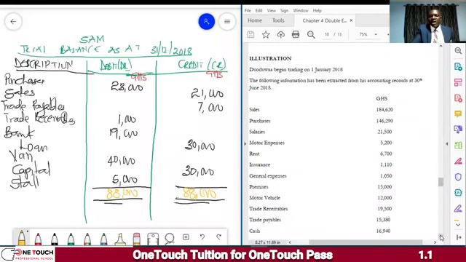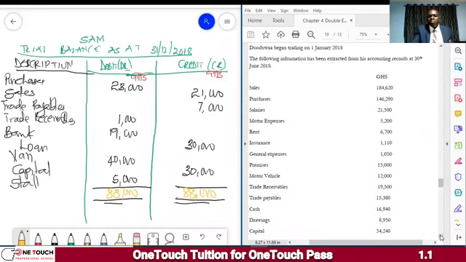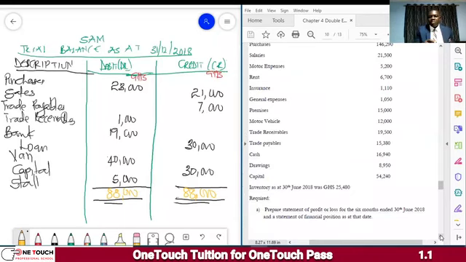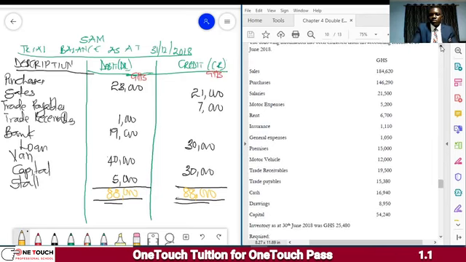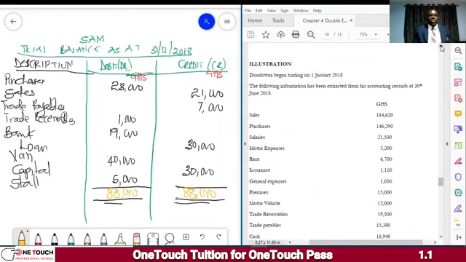So let's look at how to prepare a simple trading profit and loss account. Prepare the statement of profit or loss for 6 months ended 30th June 2018 and the statement of financial position as at that date. Now we know the statement of profit or loss. So this is our trial balance. Again, we could also use this to prepare our trading profit and loss account.